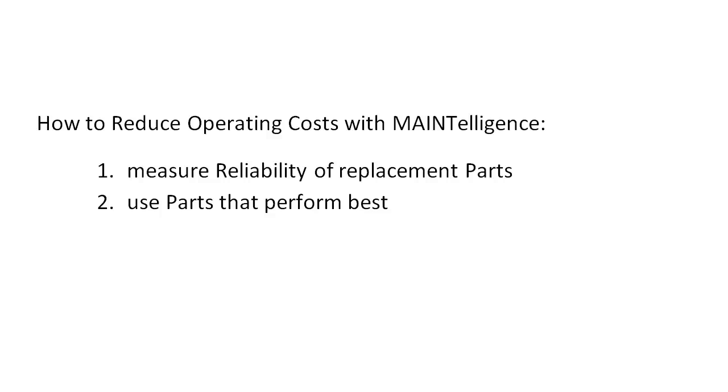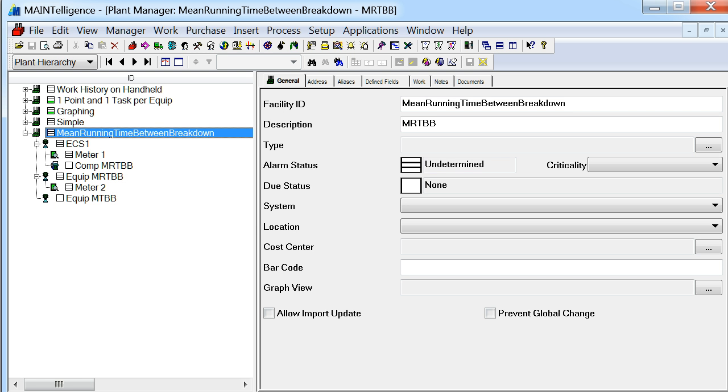In this video, we're going to look at how we can reduce operating costs with MAINTelligence by measuring the reliability of replacement parts. And then once you know that, you can use the parts that perform the best. So I've set up just a really simple example facility that I called mean running time between breakdown, because that's what we're going to measure.